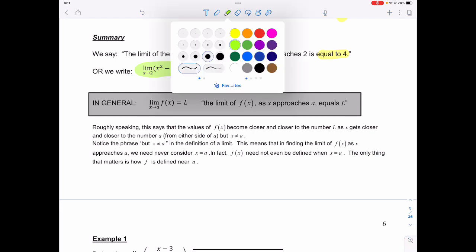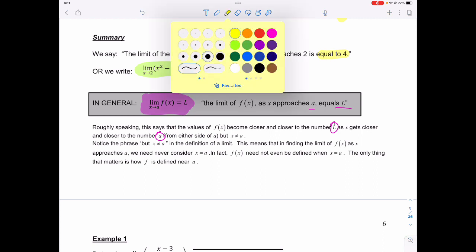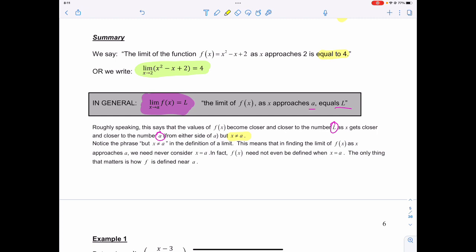In general, for any limit, the limit of f of x as x approaches a is going to be L, or the limit of f of x as x approaches a equals L. Roughly speaking, this says that the values of f of x become closer and closer to the number L as x gets closer and closer to a particular number a from either side, from the left side or from the right side, but x does not actually equal a.